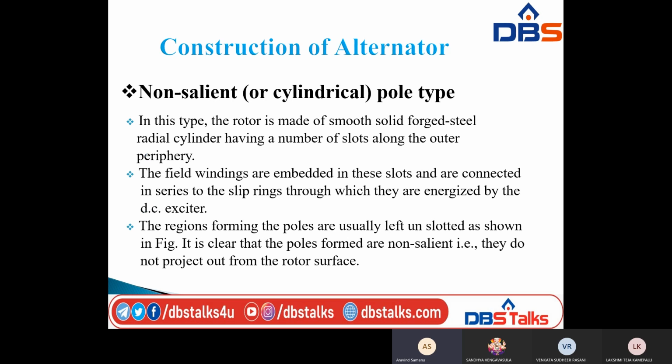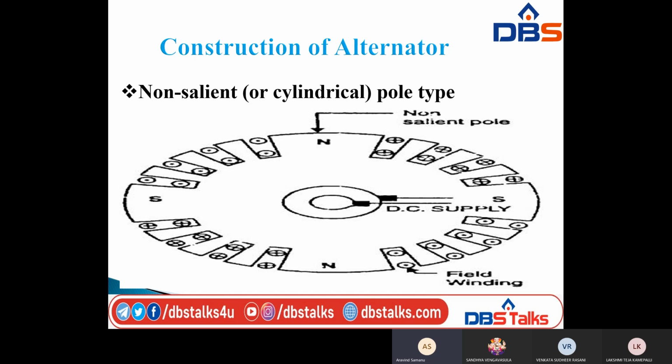Next, non-salient or cylindrical pole type rotors. In this type, the rotor is made up of a smooth, solid, forged steel radial cylinder, having a number of slots along the outer periphery. If you see this diagram, this is the non-salient or cylindrical pole type.